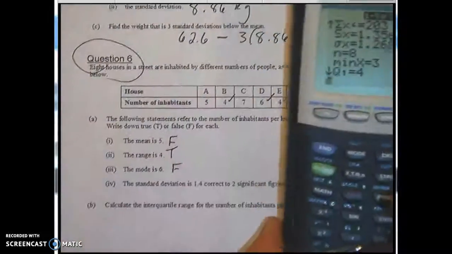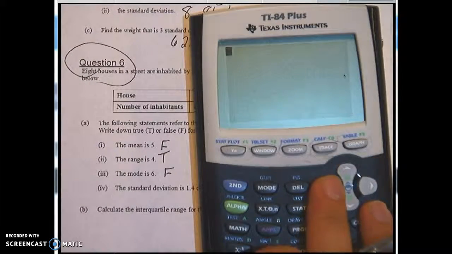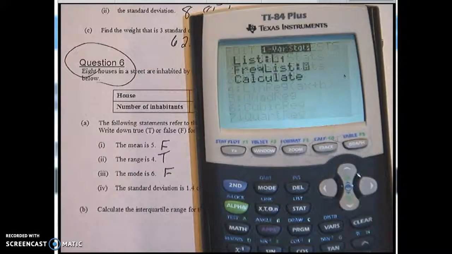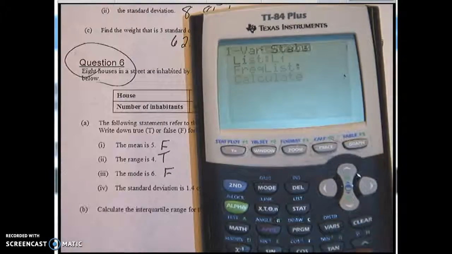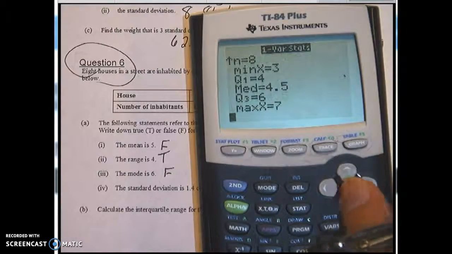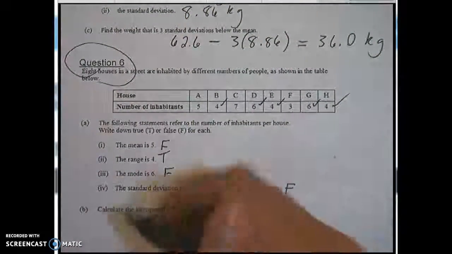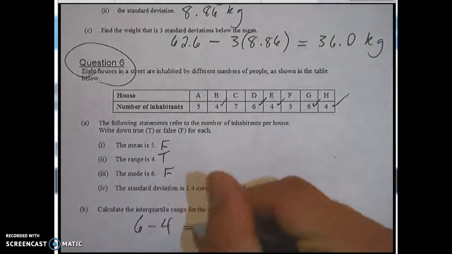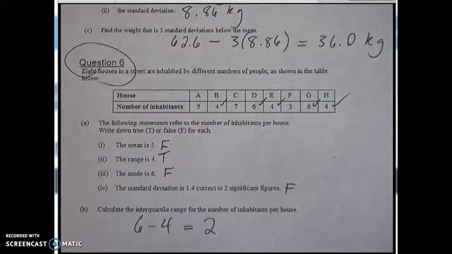Calculate the interquartile range. That's just Q3 minus Q1. And so that'd be 6 minus 4, which equals 2. And that's about it. That's how you calculate the mean and standard deviation.